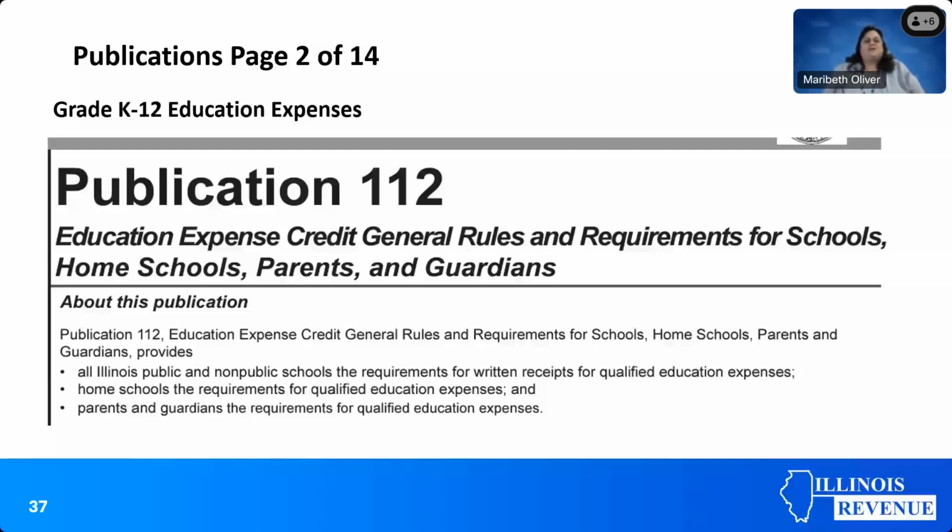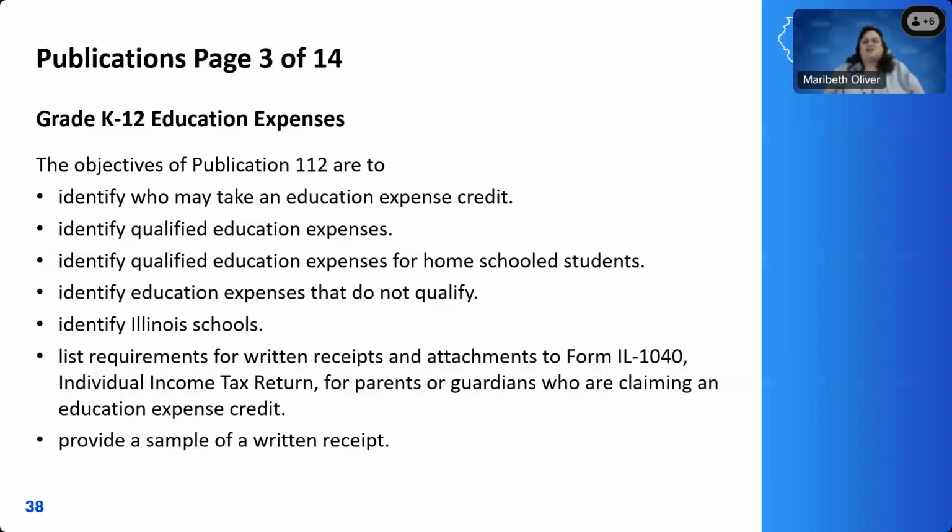But because we got rid of some of those publication numbers, the objectives of Pub 112 were to identify who can take the education expense credit, identify what qualified education expenses are, so it tells you what you can and can't take. It also identifies what qualifies as education expenses for homeschooled students, because they've got a few extra that aren't typical for your private and public school kids. It also tells them everything what doesn't count. And it helps identify what qualifies as an Illinois school. It deals with the truancy law and everything in that publication.